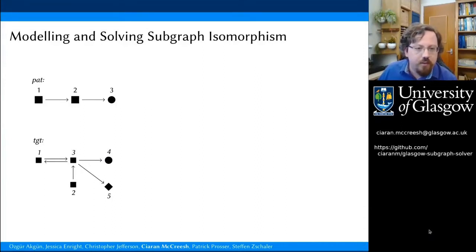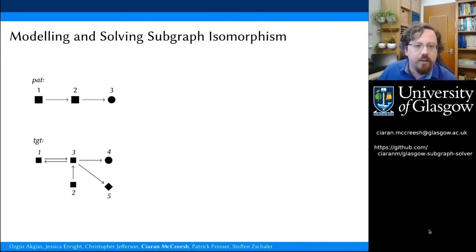Now, in this particular case, we're dealing with directed graphs, and we also have labels on vertices. And the rule here is that square vertices have to be mapped to square vertices, circular vertices have to be mapped to circular vertices, and so on. And the numbers on vertices are just identifiers. They don't carry any other meaning.